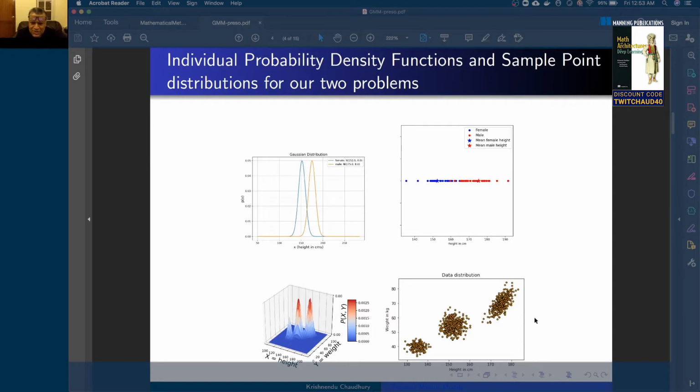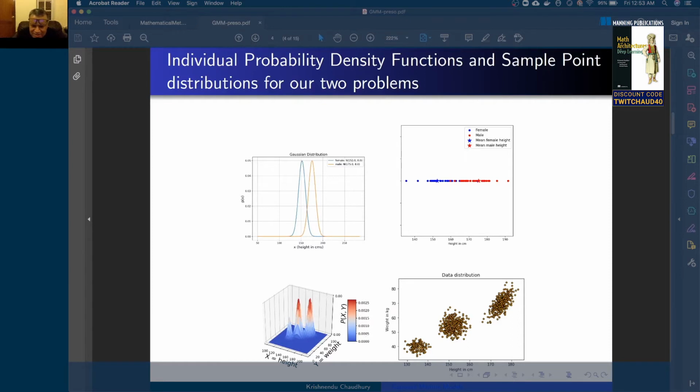In the one-dimensional case, you will see all the blue points corresponding to females are clustered on the left side, with a mean which is well to the left of the mean for the red points, which correspond to the males. So red or orange. And the bottom row corresponds to problem two. Here you will see three Gaussians, and they correspond to male, female, and children. And of course, the space is two-dimensional because there are two independent variables, height and weight. And we see the corresponding point distributions.